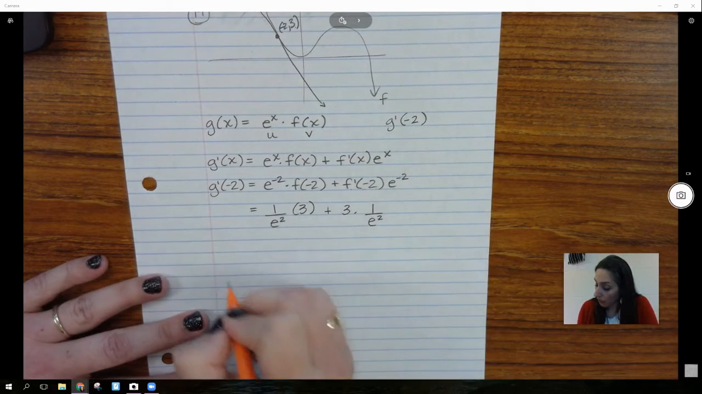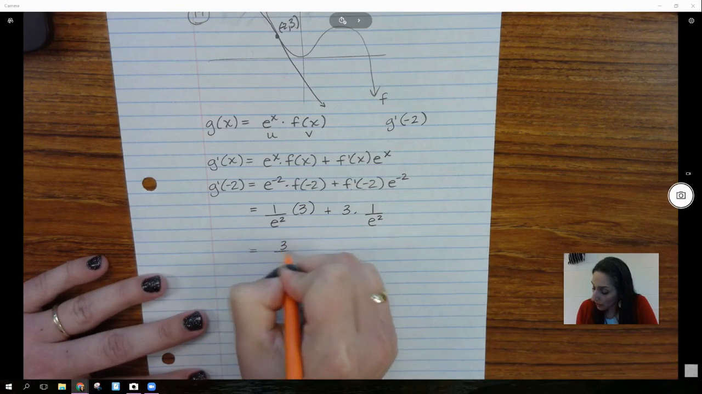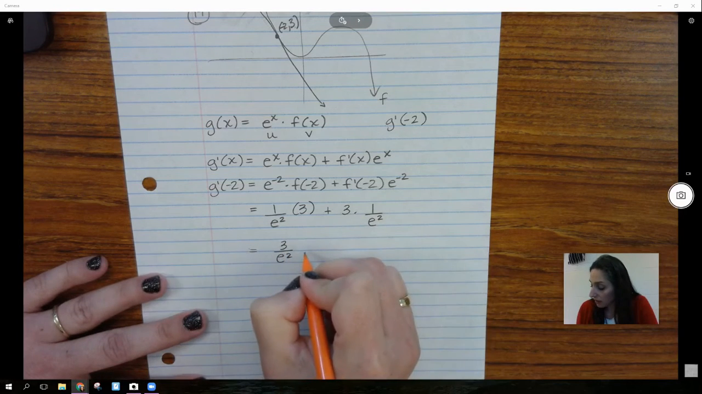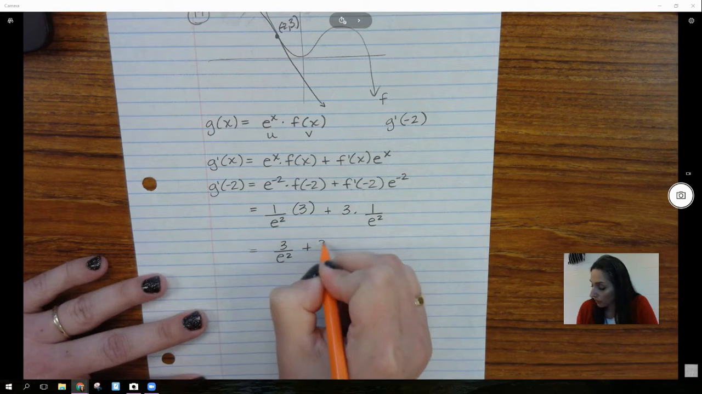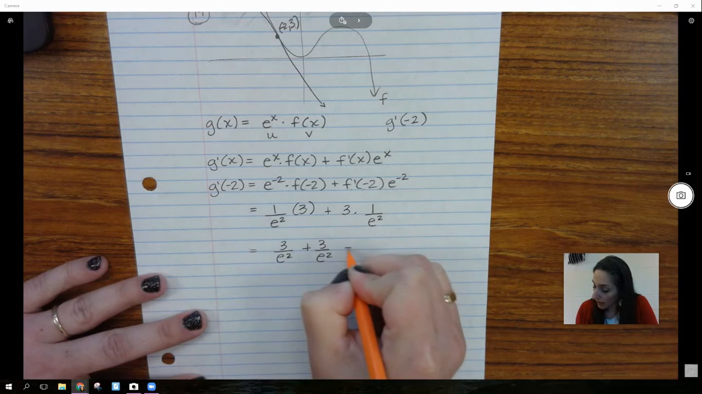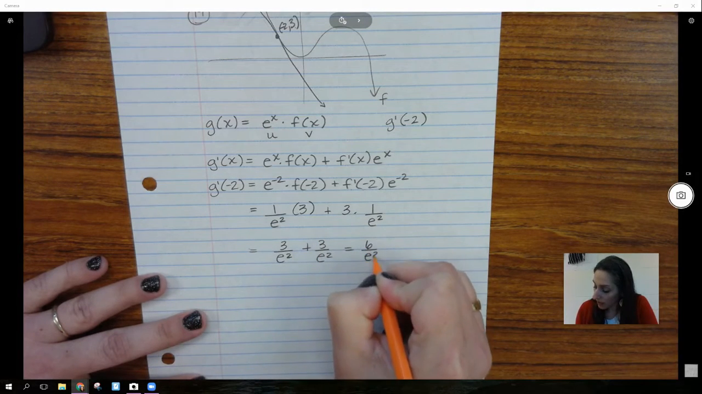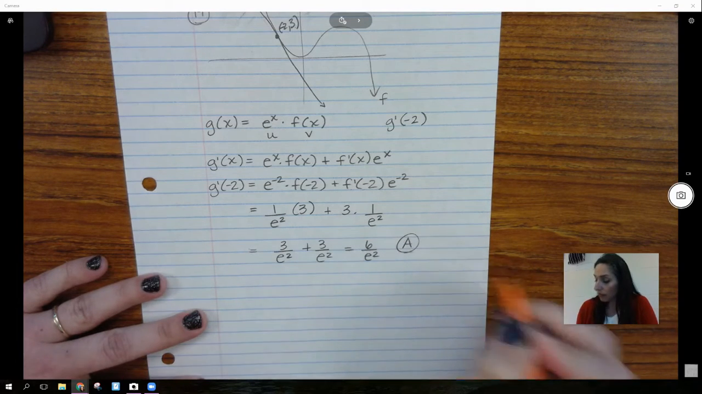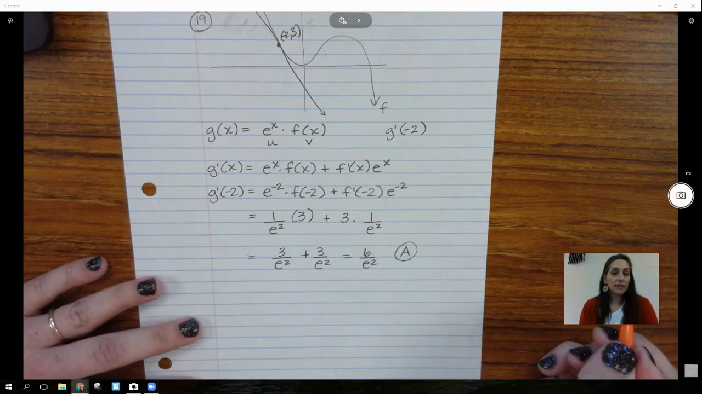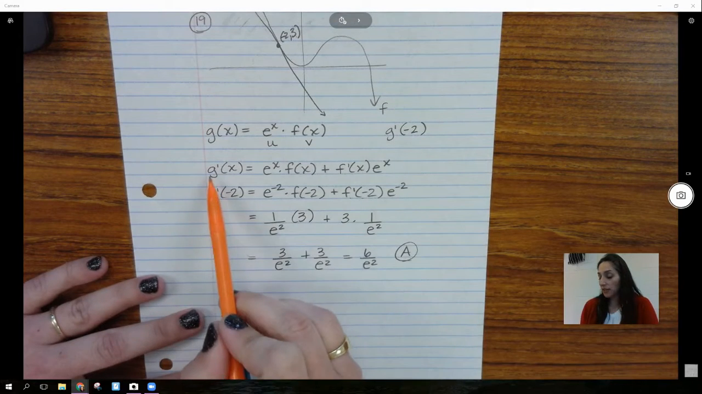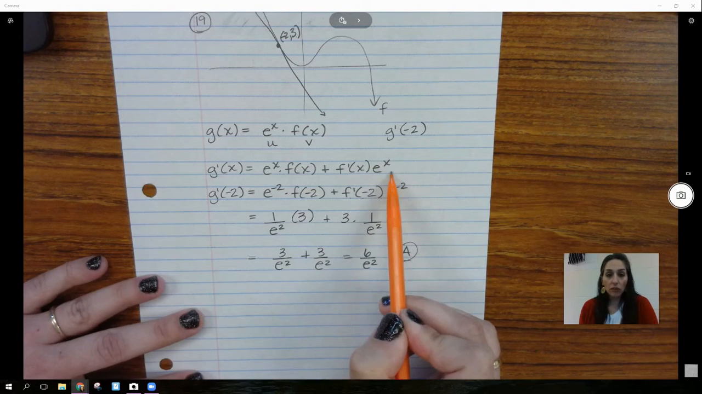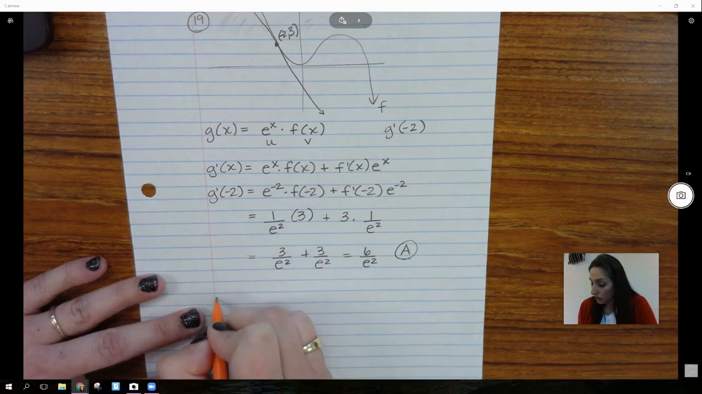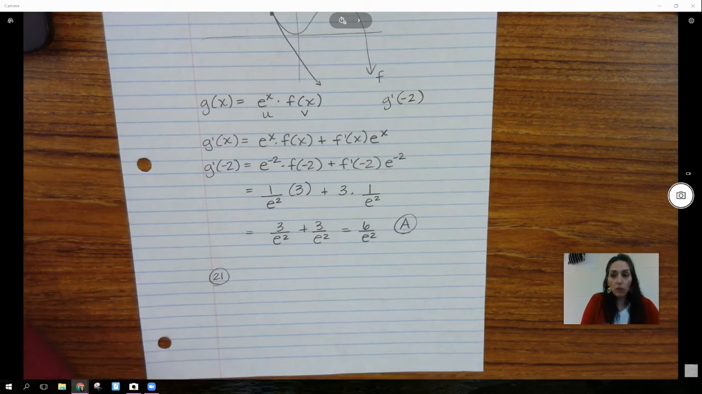All right, so now we can simplify. 3 over e squared plus 3 over e squared again is 6 over e squared, which is choice A. Okay, so that's number 19. The big thing there was to figure out the derivative in general, then plug a negative 2 in everywhere.